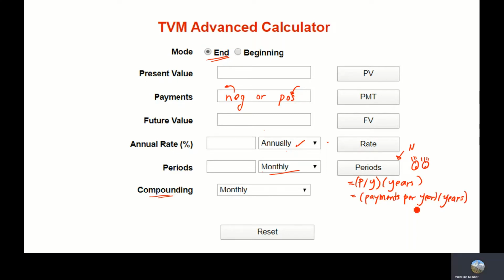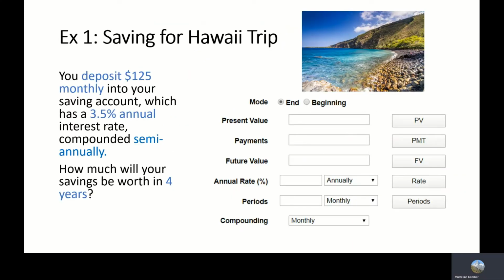So again, that's payments per year times the number of years. Many students have told me that they're dreaming of going to Hawaii one day. So let's get you started towards your dream. You decided that you're going to save $125 every month. Because that money is coming out of your pocket and you're depositing it on a regular basis every month, it's negative. And it is a payment you're making monthly, so we can leave that as is.